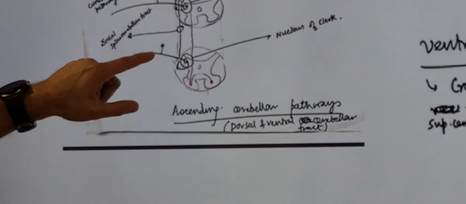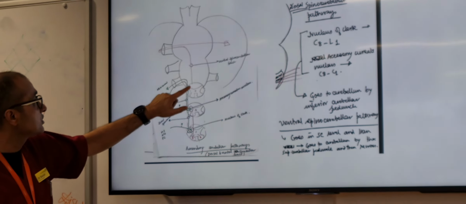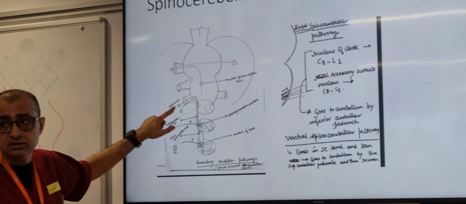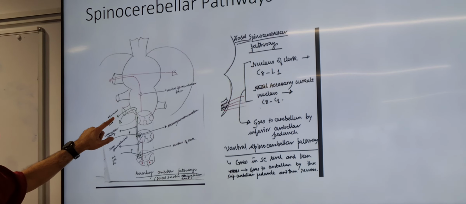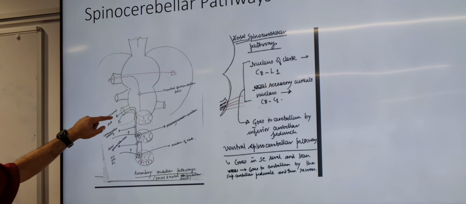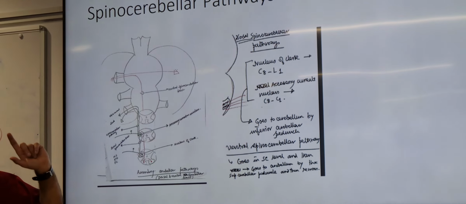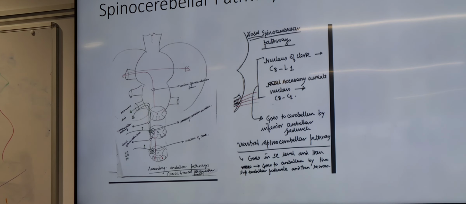The dorsal one, they will relay, and then they don't cross, and then they go straight through the inferior cerebellar peduncle. They will go onto the same side of the cerebellum. Okay, so the dorsal will go, they don't cross, they go straight through the inferior cerebellar peduncle and relay into the cerebellum.